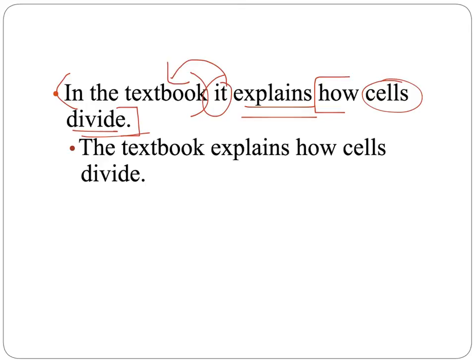It may be the textbook. Well, in that case, there's no reason to use in the textbook as a prepositional phrase modifying it, because you've basically got it referring back to textbook and then in the textbook modifying it. The sentence would be complete by saying the textbook explains how cells divide. So remember, when you're dealing with unclear pronoun reference, your job is to rewrite the sentence to make it clear.